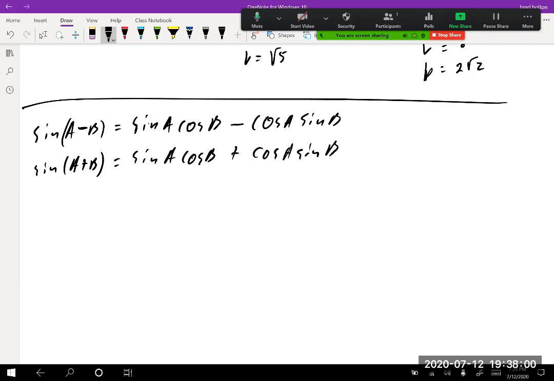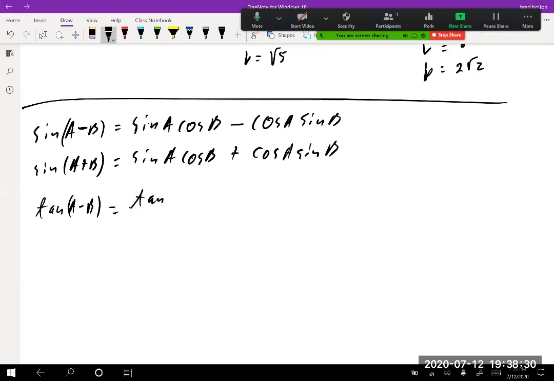So for the sine ones, whatever the sign is, if it's plus, then it stays plus, and if it's minus, then it stays minus. Let me just make sure I didn't talk to myself while I was writing and write it incorrectly. Sine A cosine B plus cosine A sine B. Yeah, that looks good. Okay, and then I'll also write out the ones for tangent. Tangent of A plus B. Let me do minus first again.